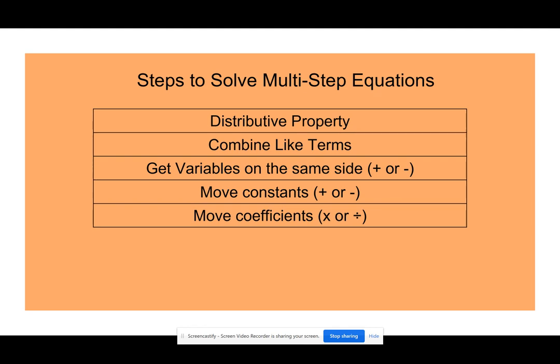Okay, then we worry about our constants. Constants are the numbers that are by themselves. We want to move them away from the variables and get them on the other side, also by adding or subtracting the inverse operation. And then lastly, we're going to move our coefficients. A coefficient is the number in front of a variable, and we are going to move those by multiplying or dividing. So for example, if I have 2x, 2 is the coefficient, and to separate it from the x, I would have to divide by 2 because that's the inverse of multiplication. 90% of the time you will be dividing in your very last step, but there are some cases where you will be multiplying.